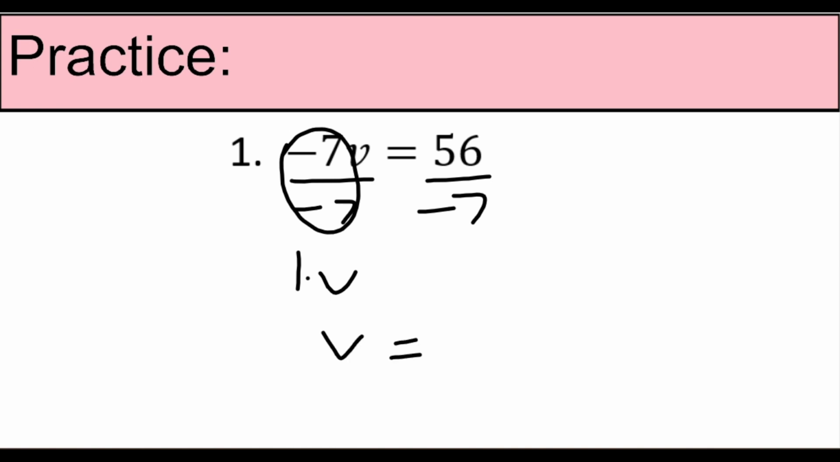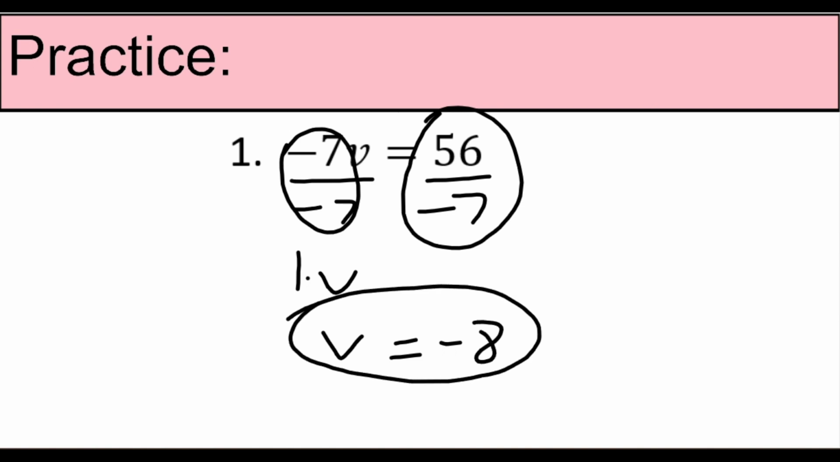So that gives us 56 divided by -7 on this side. Positive divided by negative is a negative number, so we end up with -8. And that's the solution to our first question.